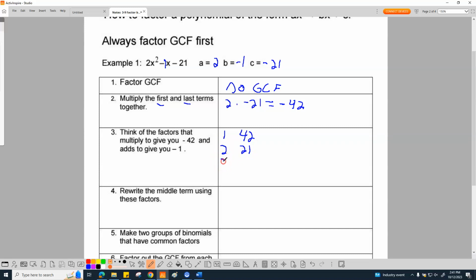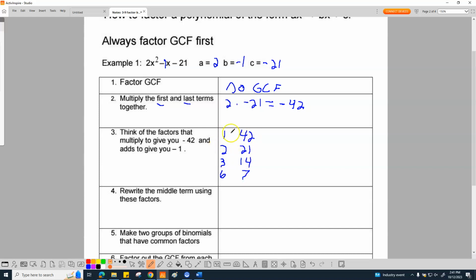I have 3 and 14. 4 does not go into it. 5 does not go into it. 6 goes into it. 6 and 7. And there we have it. We are at the place where we have found all of our sets of factors.